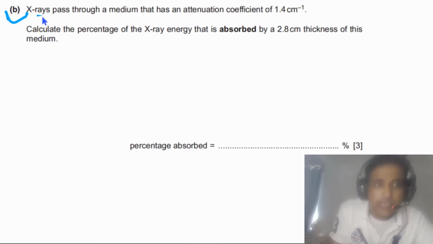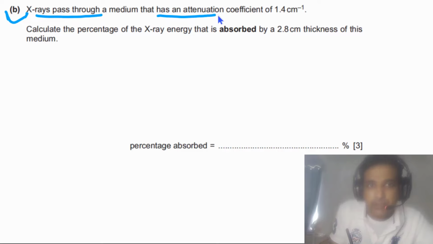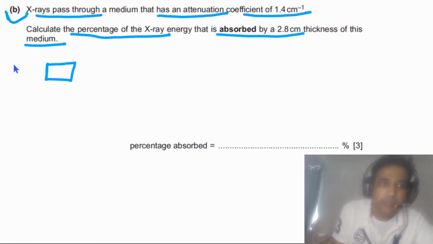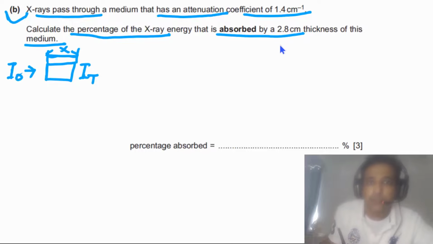Part B says X-rays pass through a medium that has an attenuation coefficient of 1.4 per centimeter. Calculate the percentage of the X-ray energy that is absorbed by 2.8 centimeters thickness of this medium. First of all, we can simply imagine this is our medium, and incident intensity is I naught and transmitted intensity is I. And the thickness of this medium we can also say is x. So the value of x is here, and this is the value of mu.